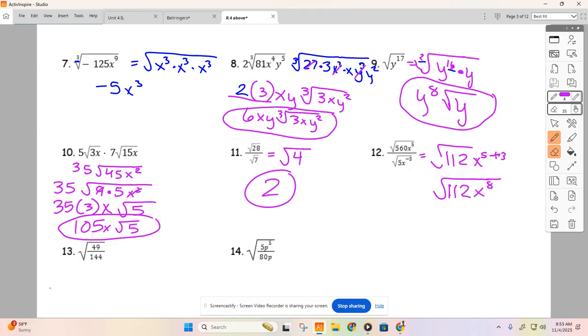112. I'm looking for my perfect squares. I want one that goes into 112, underneath the radical. So I'm just going to try some, maybe even a bigger one like 64. Nope. What about 36? Nope. What about 16? Yes. So this is 16 times 7, and I still have my x to the 8th.